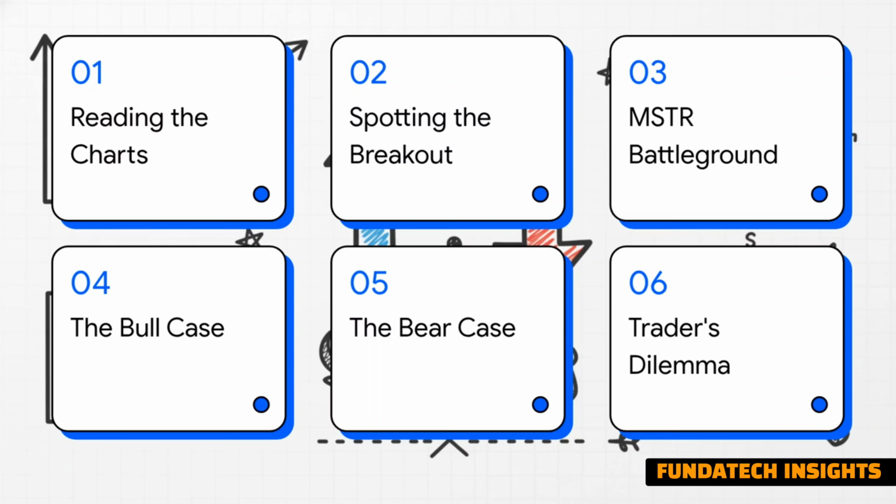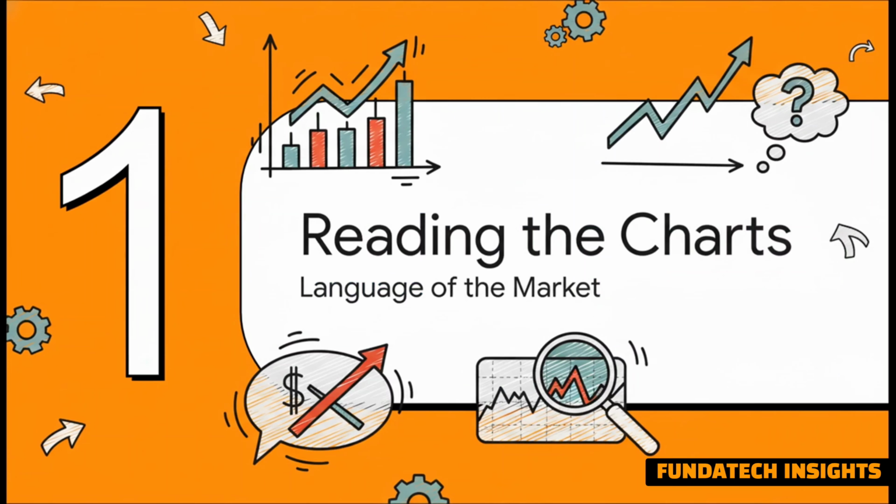So here's our game plan. We're going to start with the absolute basics of reading charts, then we'll get into how to spot a key trading signal called a breakout. After that, we'll take everything we've learned and apply it to a real-world fight, MicroStrategy. We'll look at why people are bullish, why people are bearish, and wrap it all up with a classic dilemma every single trader faces.